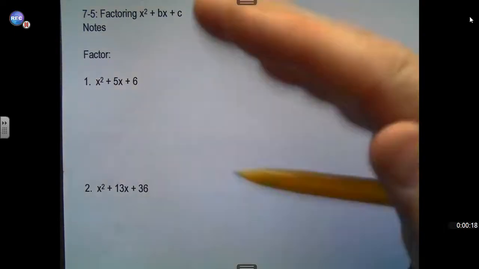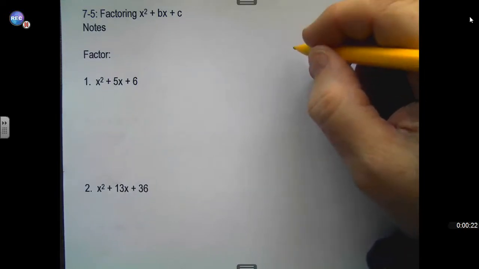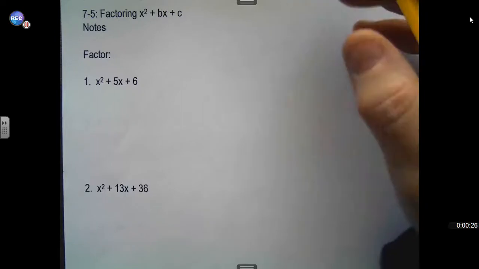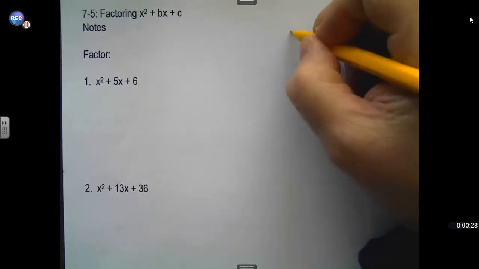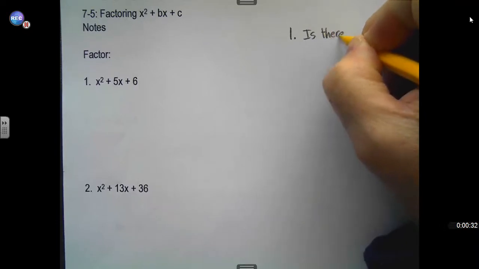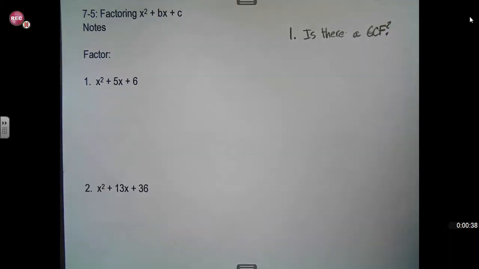I have a list of questions that I go through when I'm factoring. Honestly, we don't need this whole list right now, but we will at some point. The first thing I ask is, is there a greatest common factor? And if there is, then we factor that out.